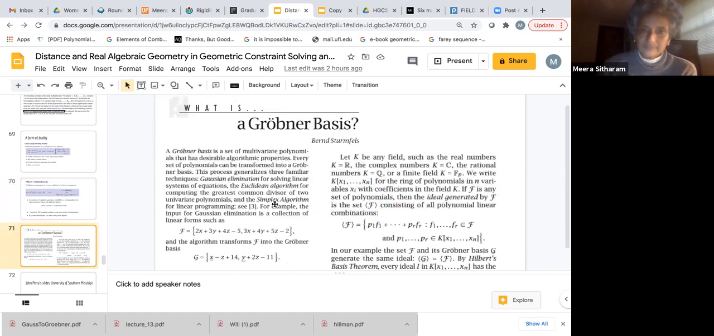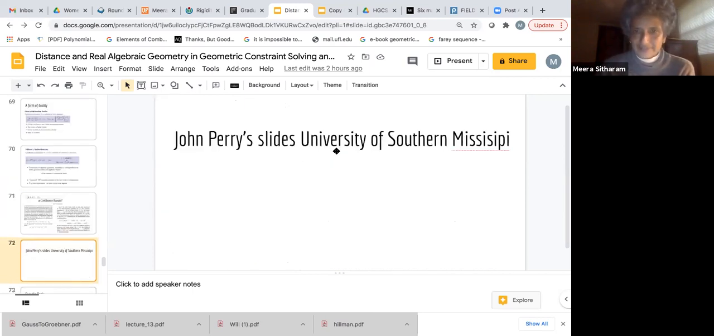Okay, and this is an expository article written by Bernd Sturmfels in, I believe, the American Mathematical Monthly, where he talks about this, and there are many others, by the way. In fact, I was going to recommend John Perry's slides from the University of Southern Mississippi. I didn't put the link here, because if you click the link, it'll say it's a bad link, get out of here, that it's insecure and so forth. But I actually have that link here.